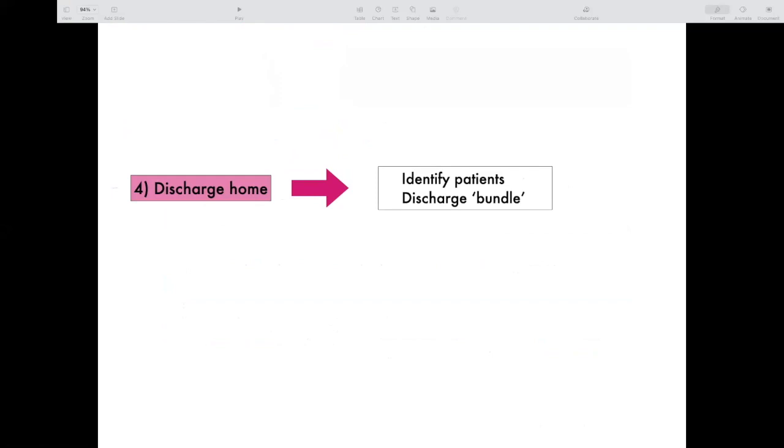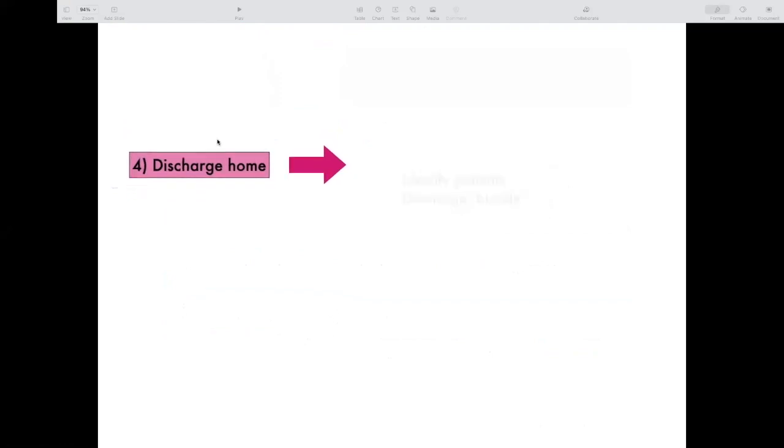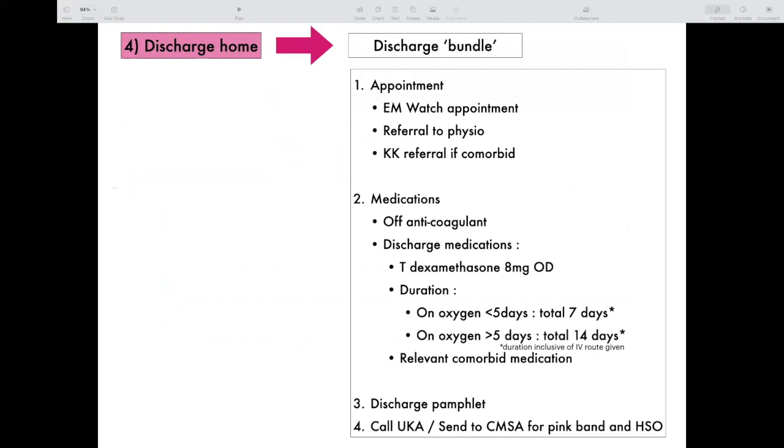Next, let's say we have already identified the patient who can be discharged. What do we discharge them with? These are our discharge bundle that we need to provide to all the COVID-19 patients that we discharge. First and foremost is the EM watch appointment. Next is the referral to physio, and we must also give the referral to KK if there are other comorbidities, to continue their medication. In terms of medication, as I said, we should stop the anticoagulant unless there is evidence of PE or DVT in the patient.